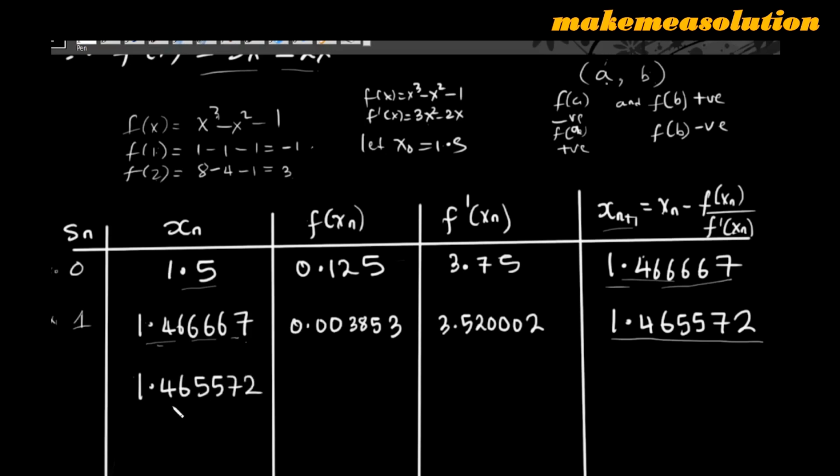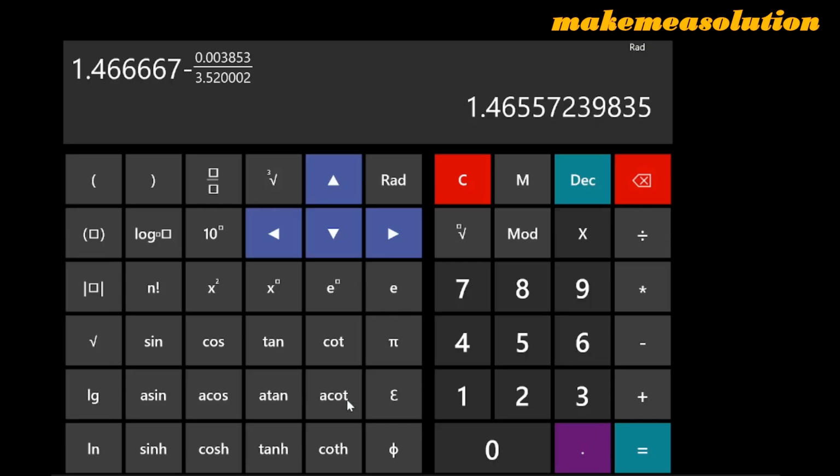1.465572. So do you see that this point and this point are gradually beginning to look like each other? So you can see that they are looking like each other. So we'll now compute it again. Is that okay? So we'll compute it by substituting this point into the function, substituting it into the prime of the function, and we'll now repeat this step here. So let's do that all together.